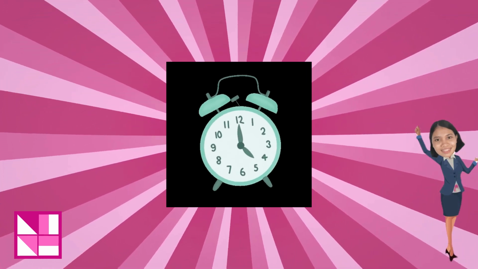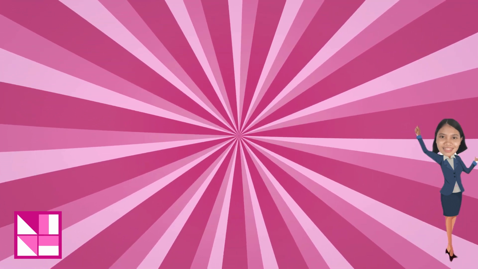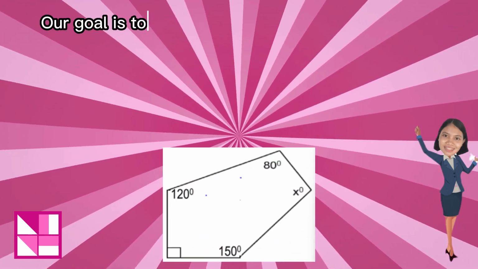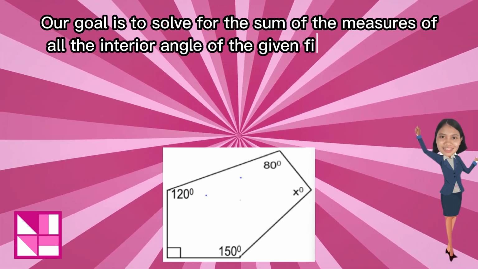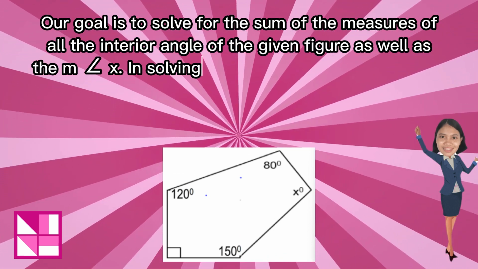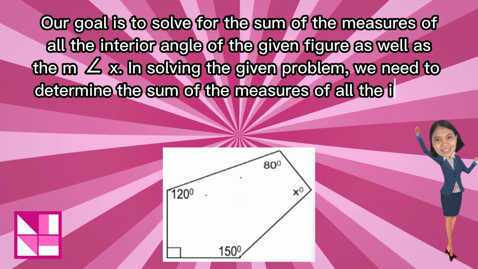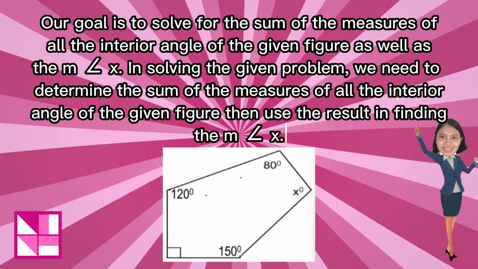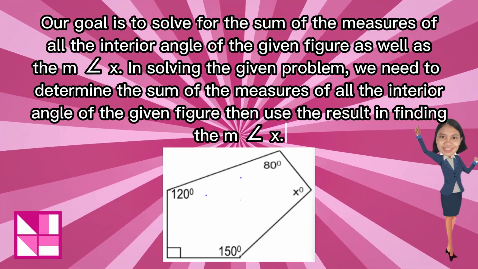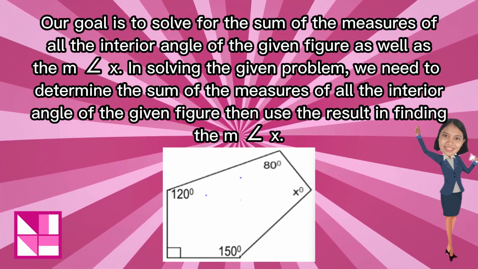Time is up. Now, let's check your answers. In the given problem, our goal is to solve for the sum of the measures of all interior angles of the given figure as well as the measure of angle x. In solving the given problem, we need to determine the sum of the measures of all interior angles of the given figure, then use the result in finding the measure of angle x.